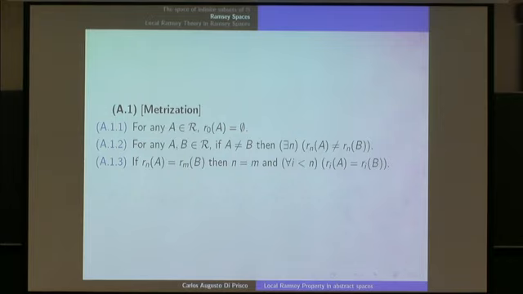The first axiom is what we can call metrization: the zeroth approximation of every element of A is the empty set. If we have two different elements of the space, then at some finite stage they differ. We can detect their difference in some nth approximation. If the nth approximation of A equals the mth approximation of B, then n has to be equal to m, and all the previous approximations must coincide.